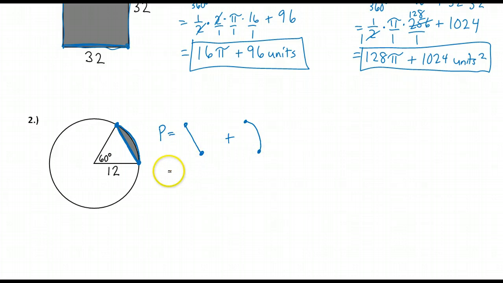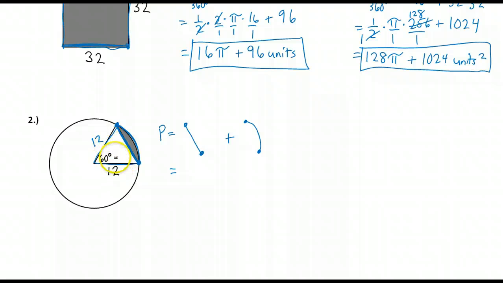Well, let's problem solve and figure these things out. To figure out this length, I'm going to look at this triangle right here. 12 is a radius of the circle, which means that this is also a radius of the circle. And all radii are equal, so this length is going to have to be 12 also. So if this side is 12 and this side is 12, this has to be an isosceles triangle.